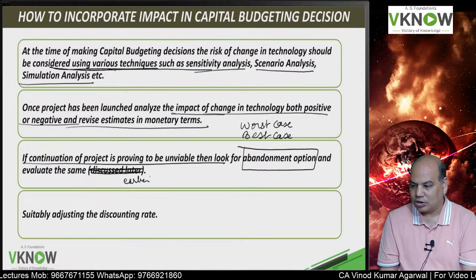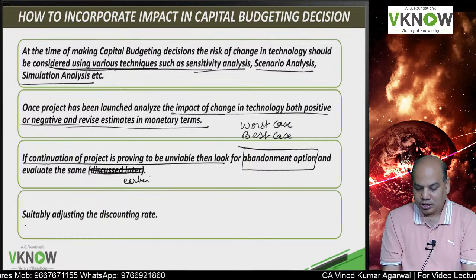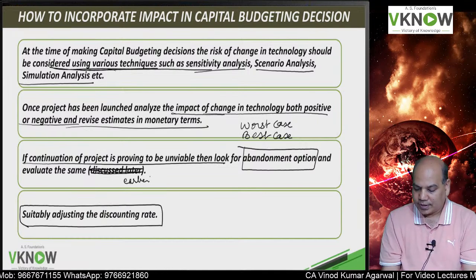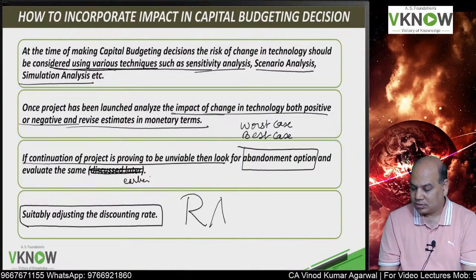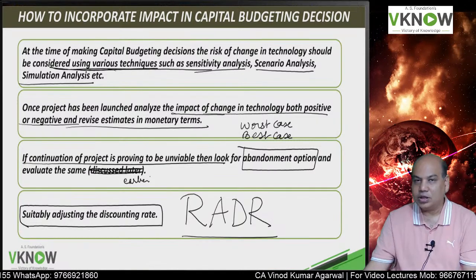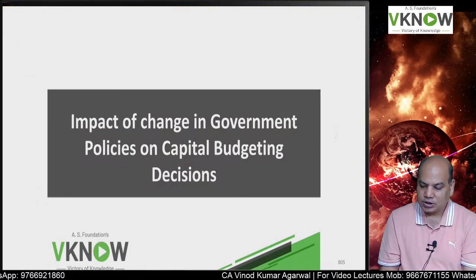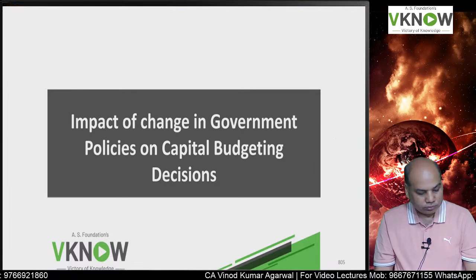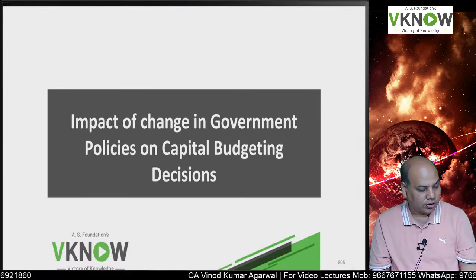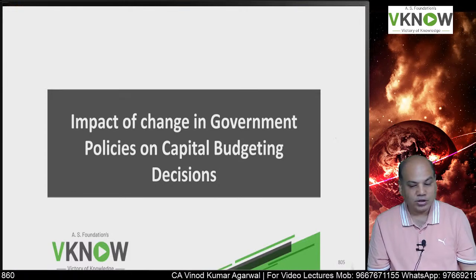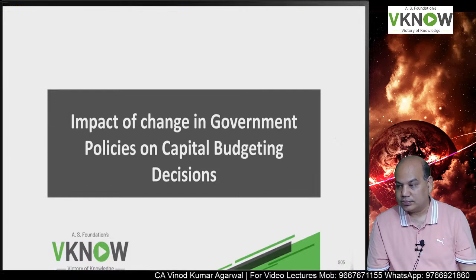Abandonment of a project is already discussed, and as you know, the higher the risk, the higher the discount rate. One way to incorporate the risk of change in technology is to use a higher discount rate. That was about change in technology. Now the next is change in government policies.